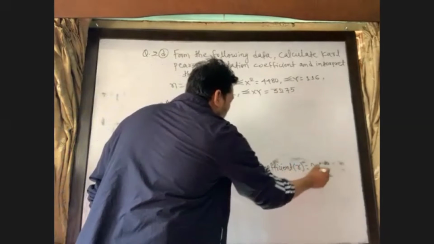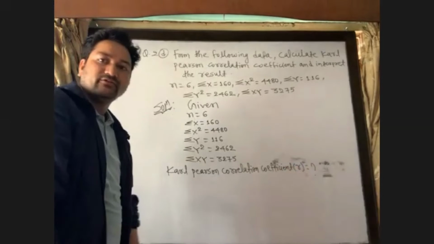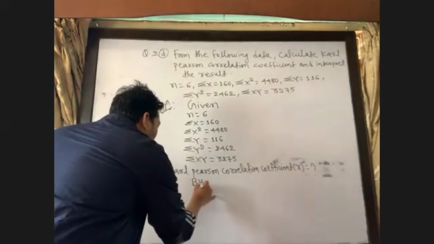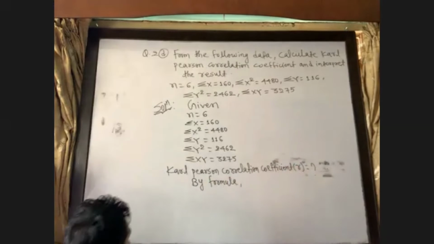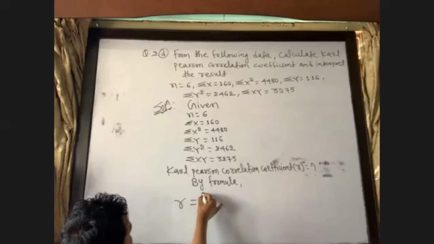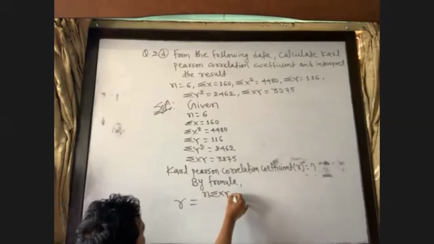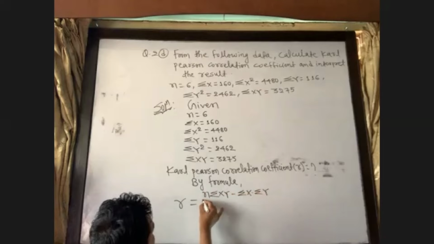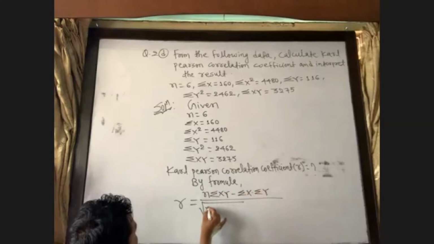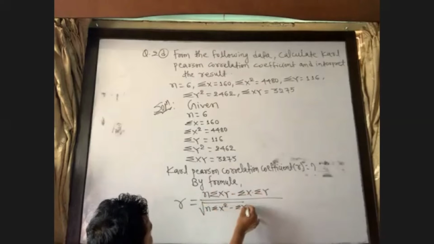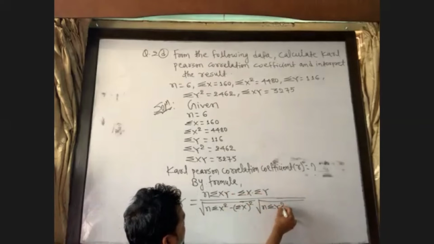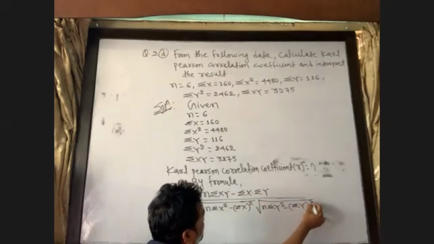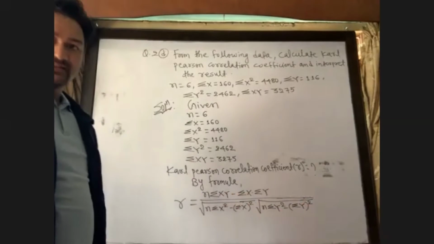Karl Pearson correlation coefficient r is equal to what? Now we know these things, and we know the formula. We have a direct formula for r. As I said in part 1, we have to remember the formula: r is equal to n summation xy minus summation x into summation y, divided by square root of n summation x square minus summation x whole square, then again square root of n summation y square minus summation y whole square. We have to remember this formula to find the Karl Pearson correlation coefficient.